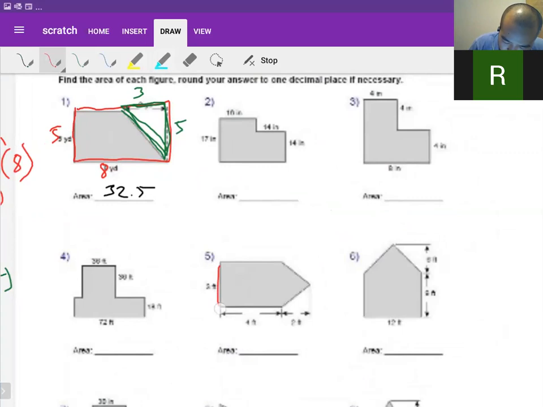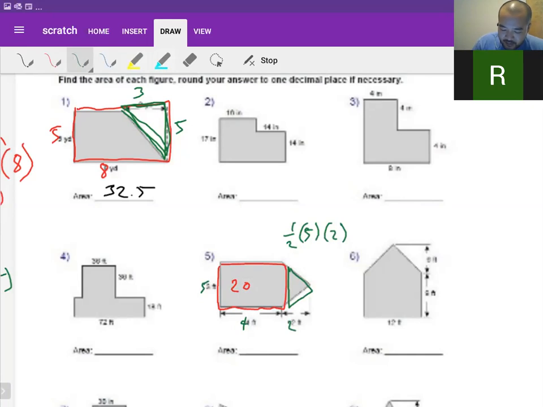Yeah, so you do this one. This is one where you'll be adding them. So you have these two shapes. So the red one is 5 by 4. 5 times 4 is 20. The green one, it's 1/2. The base is 5. The height is 2. I'm assuming this is 5 right here, and this is 4. That's what it looks like. This is 2. So 5 times 2 is 10. Half of 10 is 5. So the answer to this one is 25. This is composite shapes.